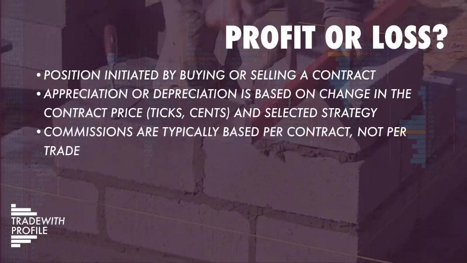As opposed to when we talked about stocks, if I buy 100 shares, it costs me the same as if I bought 4 shares. In options, if I buy 100 contracts, it's going to cost me differently than if I trade one contract.